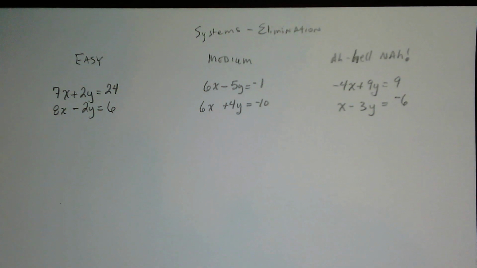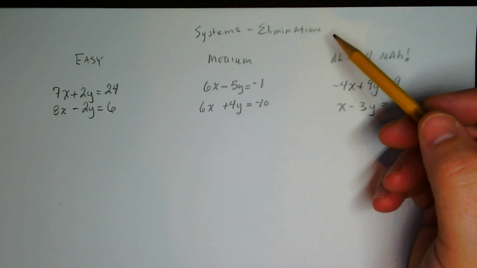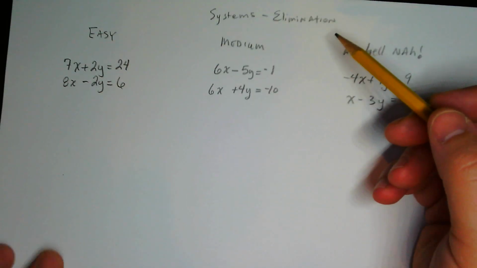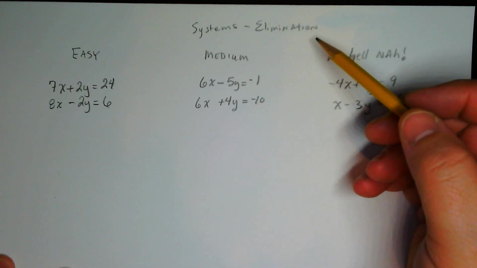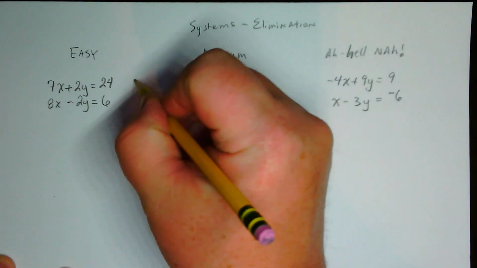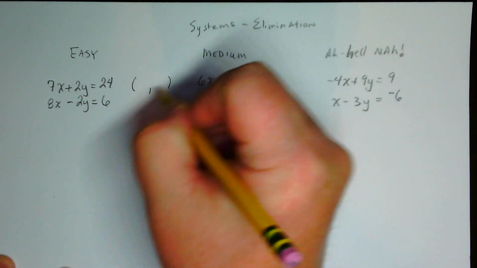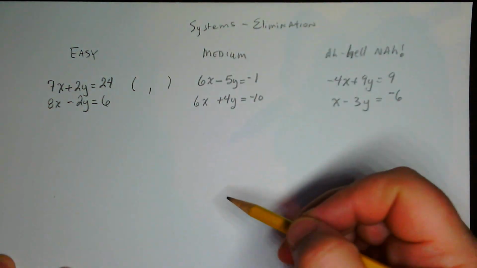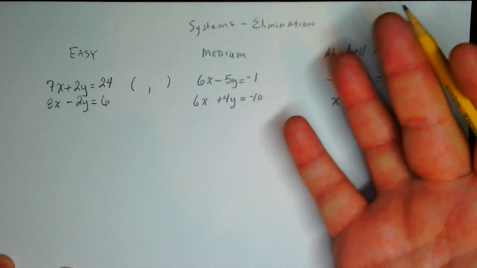All right, ladies and gentlemen, let's finish up our series on systems of equations. We've got one more algebraic method that we're going to use to find a solution. And the solution, again, is a value that makes both statements true. So we're looking for the one coordinate that's true for both of those. We're going to do this method today called elimination.